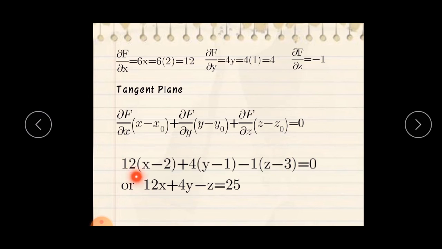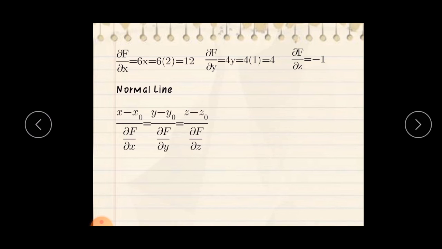If we simplify 12 times (x minus 2) plus 4 times (y minus 1) minus (z minus 3) equals 0, we get 12x plus 4y minus z is equal to 25. So this is the equation of the tangent plane, which is 12x plus 4y minus z equals 25.